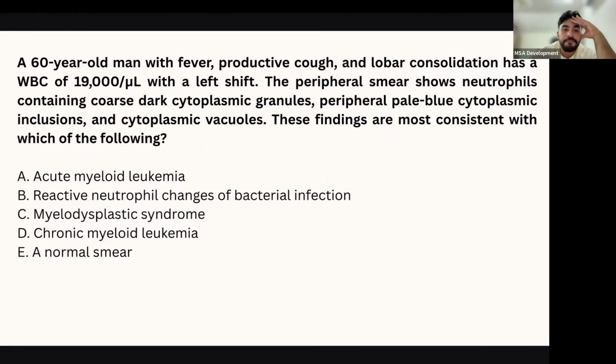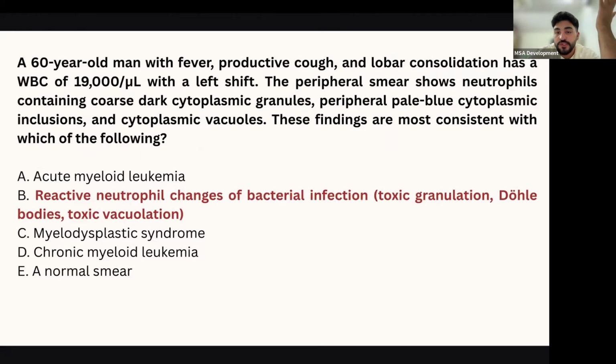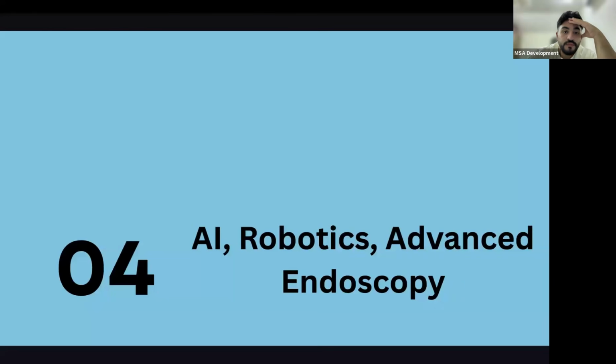So it's going to be reactive neutrophil changes of bacterial infection. This is basically describing toxic granulation, Döhle bodies, and the toxic vacuolation that we've discussed earlier. So that's it for our third lecture.